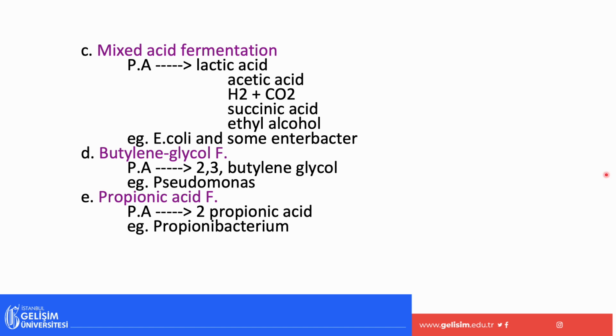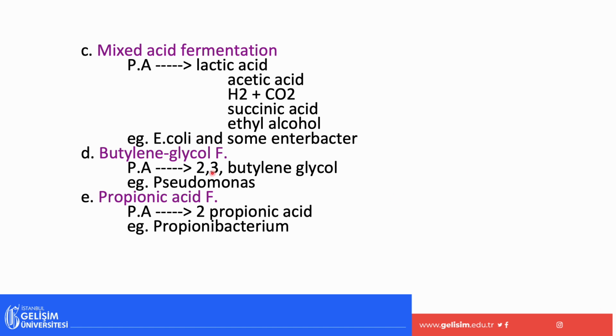Moving on to mixed acid fermentation. We find this pathway in some bacteria, including E. coli and some other enteric bacteria. Again, enteric bacteria are gut-living bacteria that you find living in the gut. In this pathway, pyruvate can be converted into several different organic compounds, including lactic acid, acetic acid, hydrogen gas, carbon dioxide, succinic acid, and even ethyl alcohol. The pathway is called mixed acid because it produces a mixture of different organic acids. And this pathway is important for some bacteria that live in the human gut, as well as other environments.